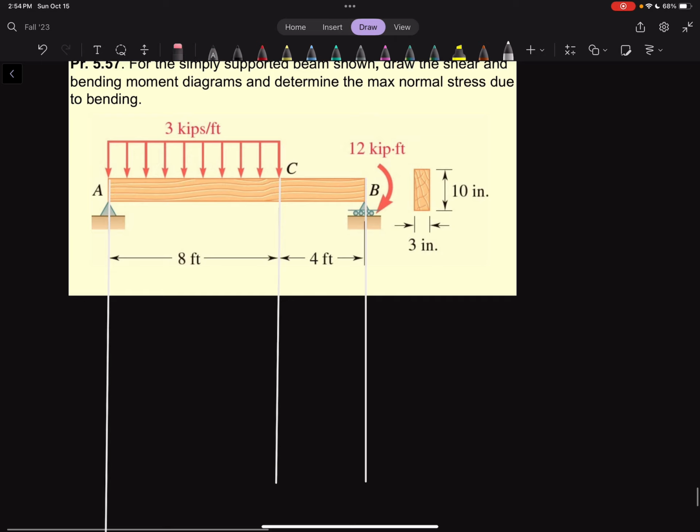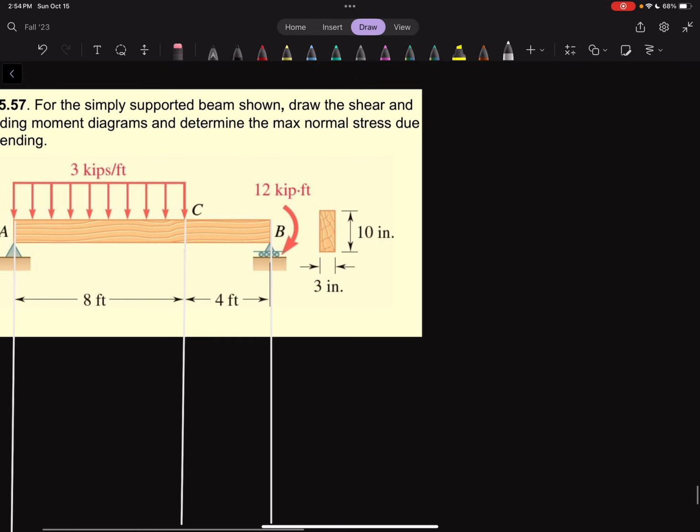We first have to find the reaction forces. So let's do a global equilibrium. So what's the first thing we're going to look at? I'm going to do the sum of the moments, where I'm going to say positive in this direction, about the point A equal to 0.